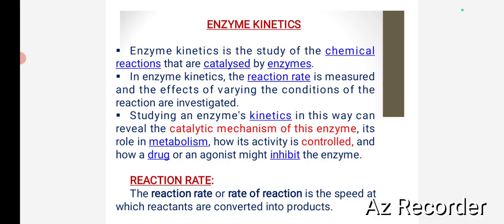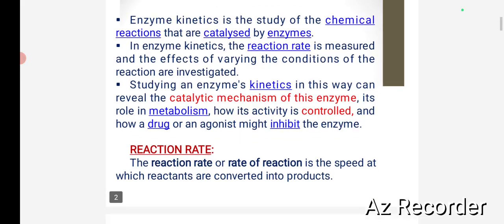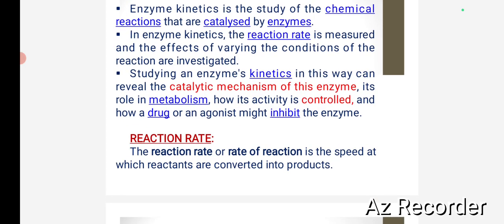Studying an enzyme's kinetics in this way can reveal the catalytic mechanisms of this enzyme, its role in metabolism, how its activity is controlled, and how a drug or an agonist might inhibit the enzyme. Next one, reaction rate. Reaction rate, or rate of reaction, is the speed at which reactants are converted to products.